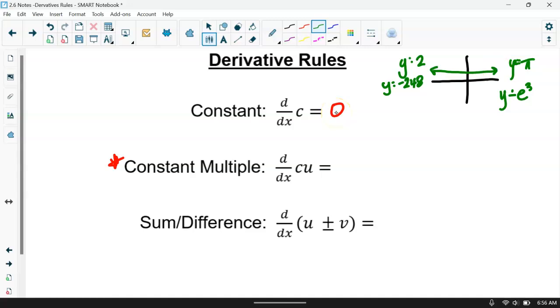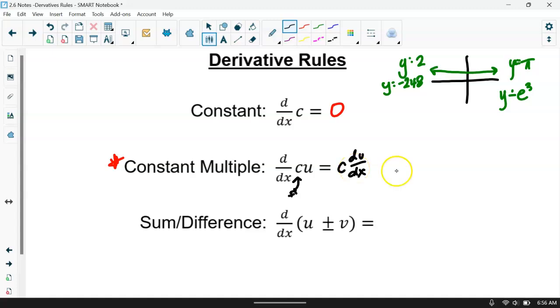Now, we already talked about the constant multiple. Just to show you what this means, we're taking some number, c, and multiplying it by a function u. So what this means is we just need to take the derivative and multiply that by c.